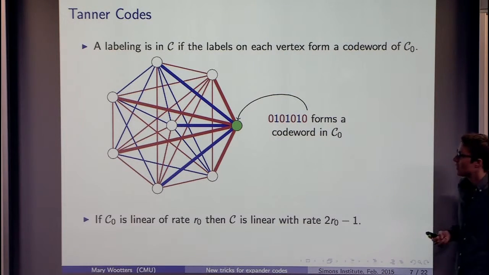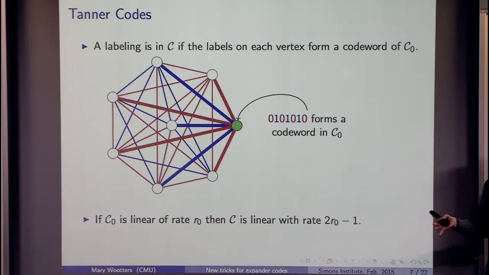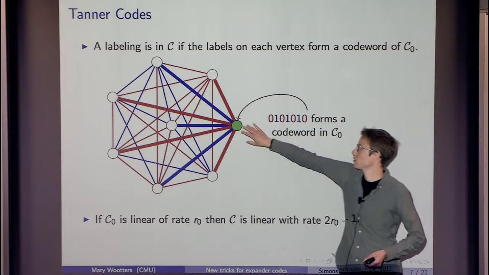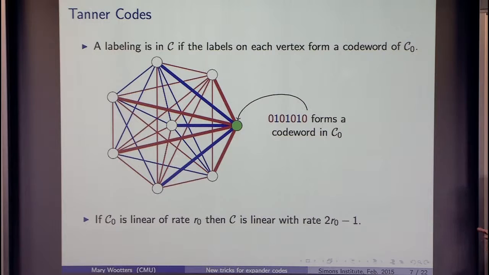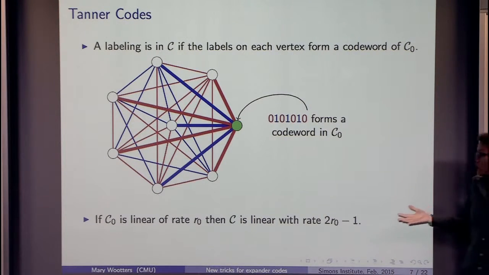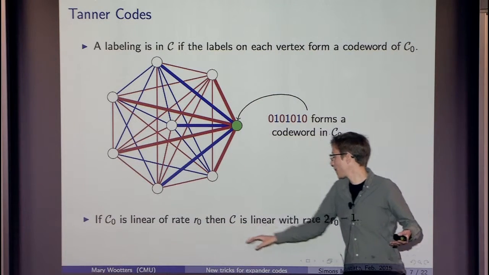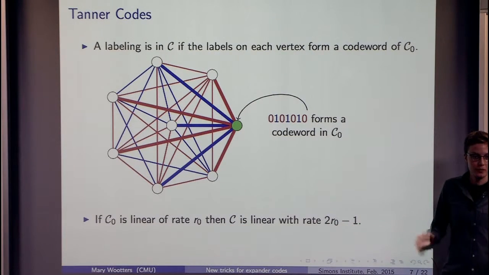And it's not hard to see that if the inner code is linear, then so is the expander code. Basically, I had all these linear constraints for my inner code, and now I'm just imposing those constraints locally on the vertices, so I still have a linear code. Moreover, by counting these constraints, you can figure out the rate. If my rate started at R naught, then my new rate is going to be at least 2 R naught minus 1. You can work that out.